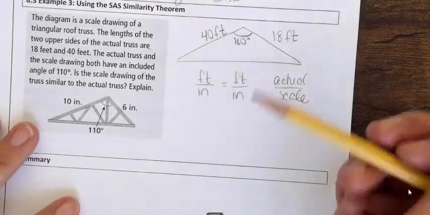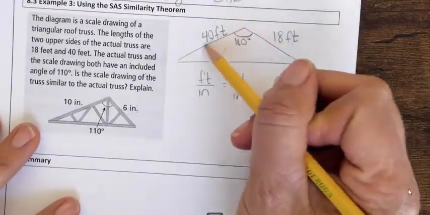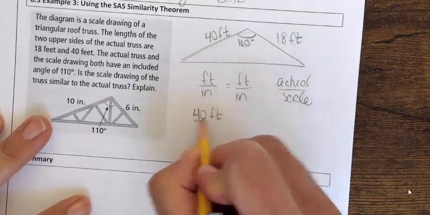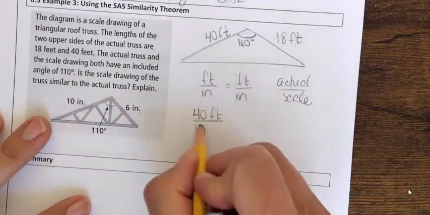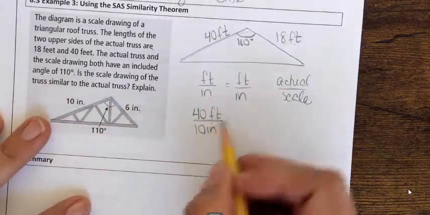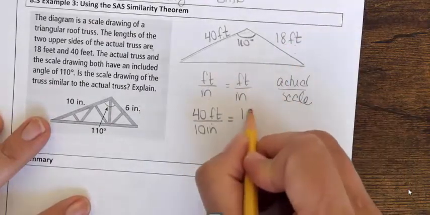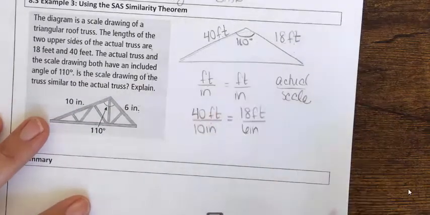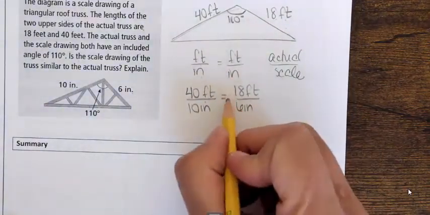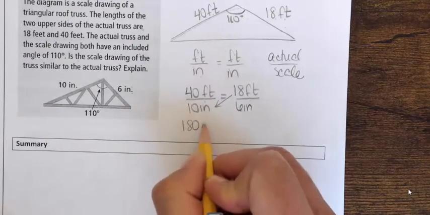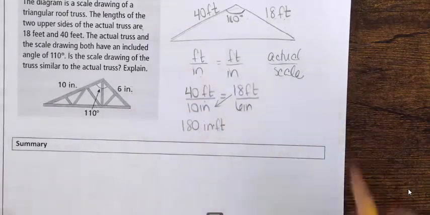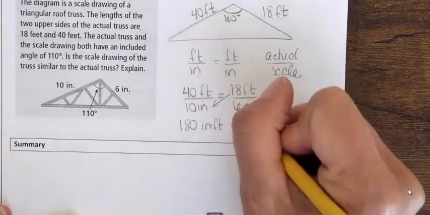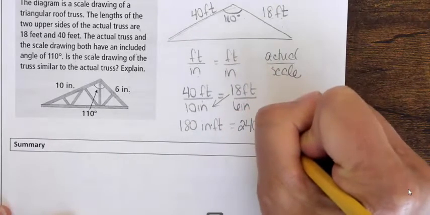So how about I'll take this longer side. Okay, so I'll do the 40 feet. I'll use my units this time to show you where they're all going. Over my longer side, in inches, equals my shorter side in feet over my shorter side in inches. And then if I cross multiply, I'll have 180 inches times feet, inch-feet, equals, and then here, 240 inch-feet.